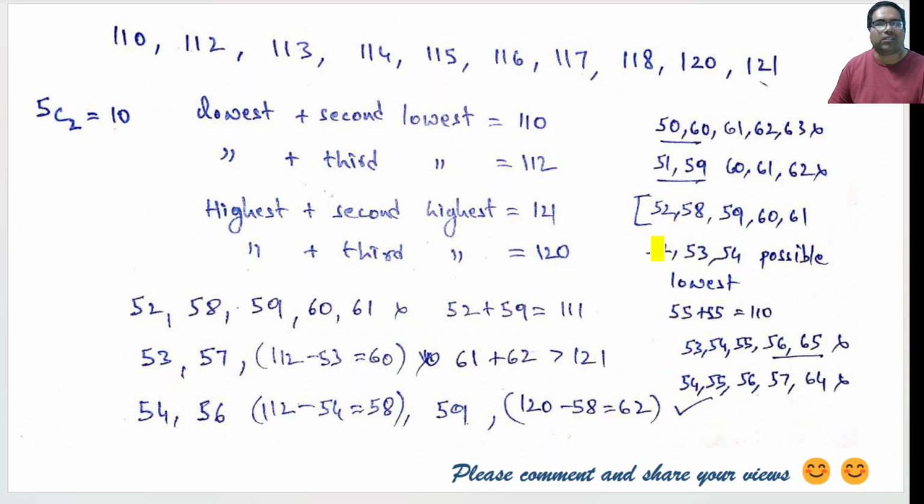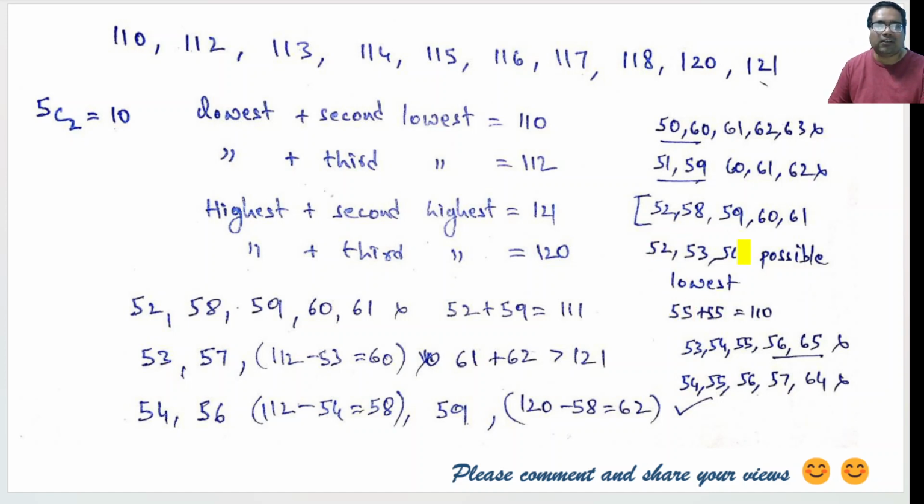We are left with the lowest being either 52 or 53 or 54. Anything beyond 55 is not possible, because if the lowest is 56, that means the second number will become 54, because 56 plus 54 is 110. But that contradicts our original statement that the lowest is 56, because 54 is lower than 56. So any number beyond 54 is not possible.